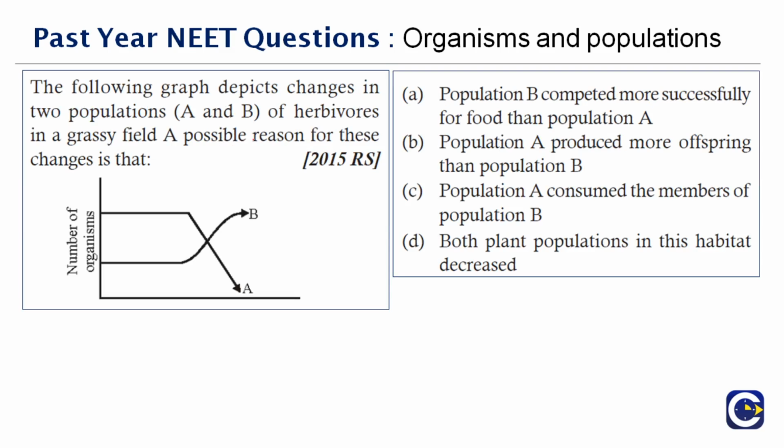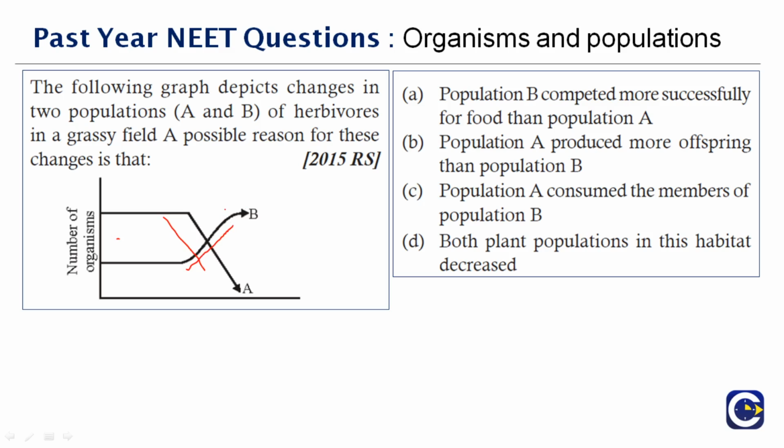Next question here. The following graph depicts the changes in the two populations A and B of herbivores in a grassy field. A possible reason for the change is that dash. So here, they've given you A. It's the possible reason for the changes. So what is B? Population B competed more successfully for the food than the population A. So here, A is actually declining while B is actually high.